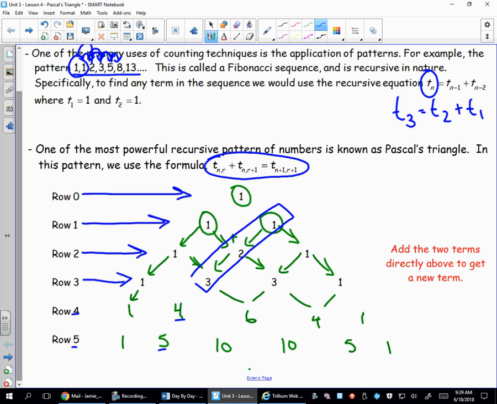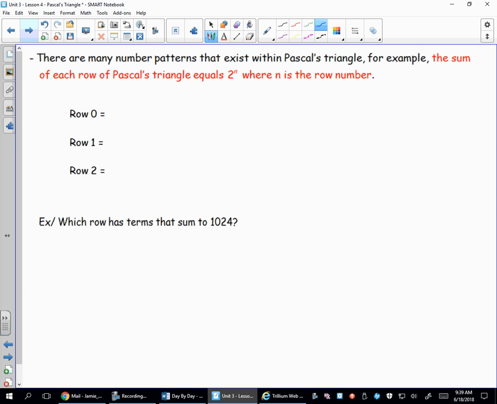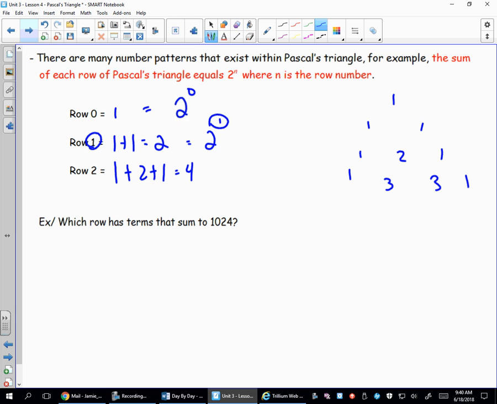If you were to add up the terms in each row, let me put the triangle over here real quick. Row 0 comes out to 1. And if you stop and think about it, 2 to the 0 comes out to 1. Row 1, which is made up of 1 plus 1, which is 2, is 2 to the 1. Row 2, 1 plus 2 plus 1 comes out to 4, or in other words, 2 squared. So if I want to find row 3 really fast, 2 to the 3 is 8. Row 4, 2 to the 4 is 16.